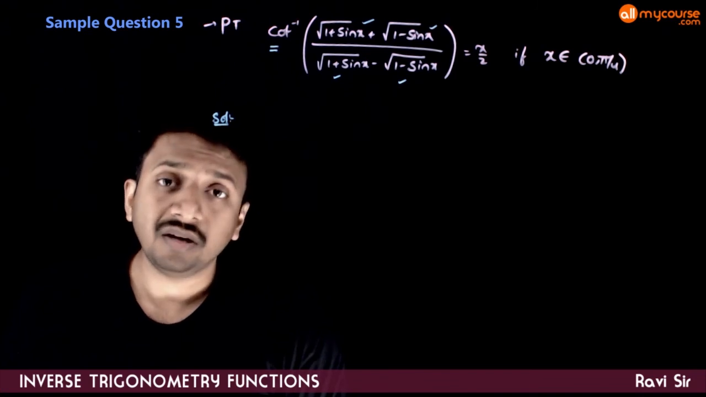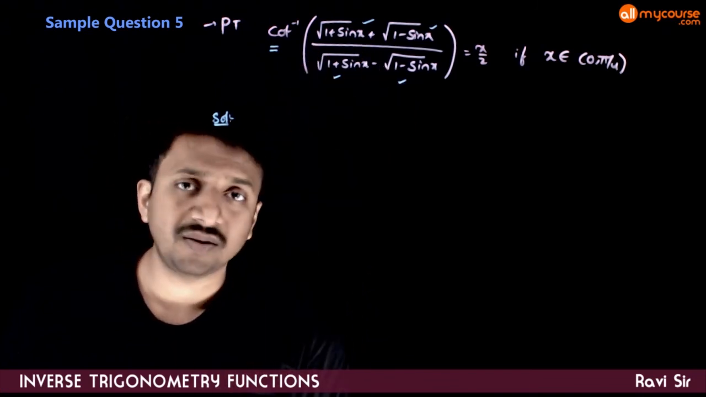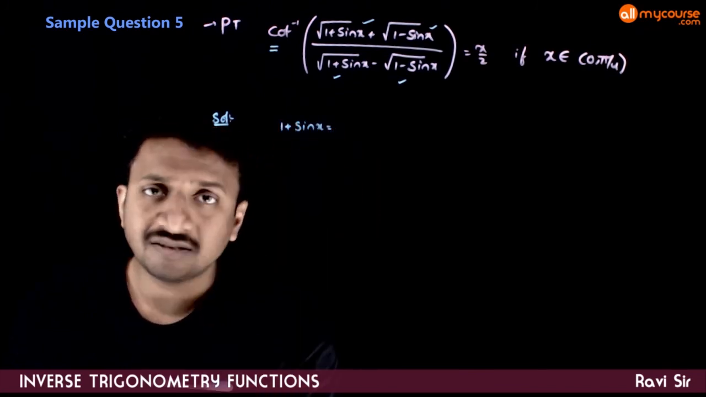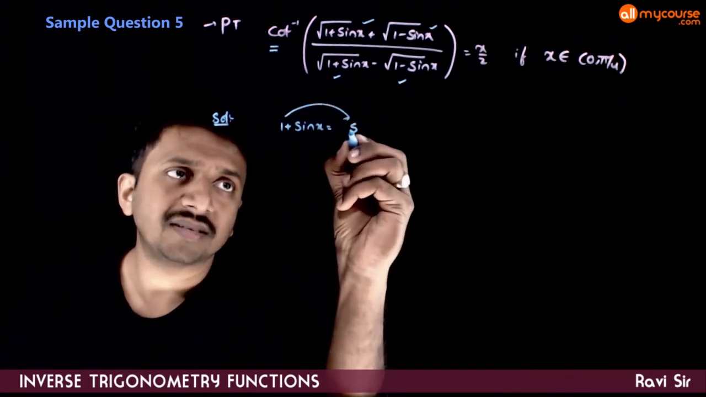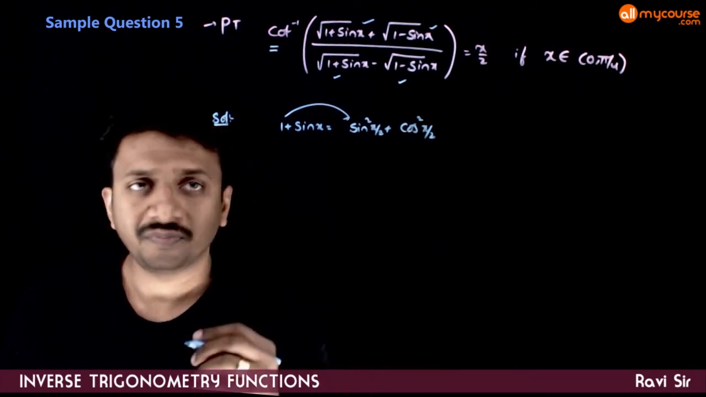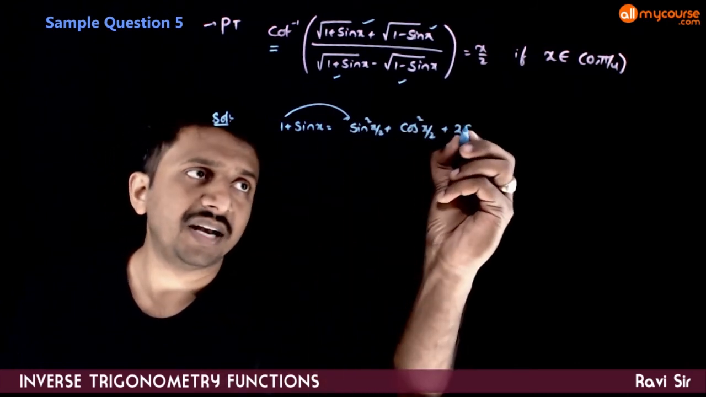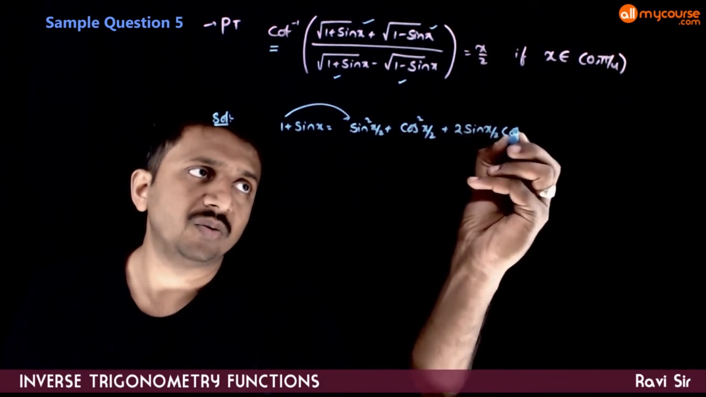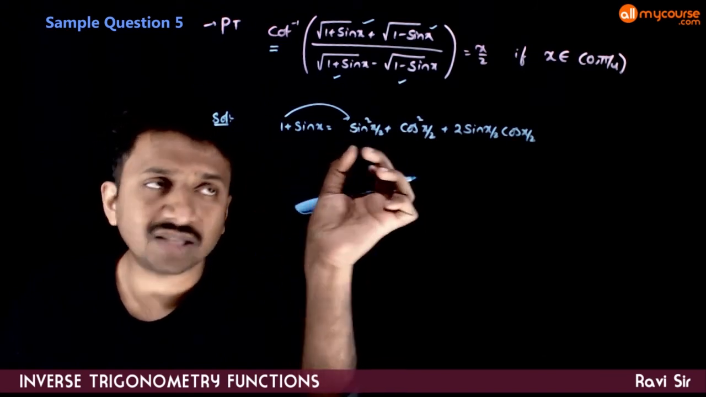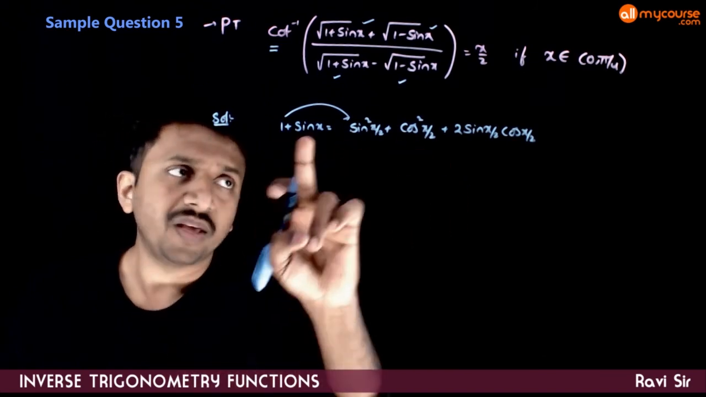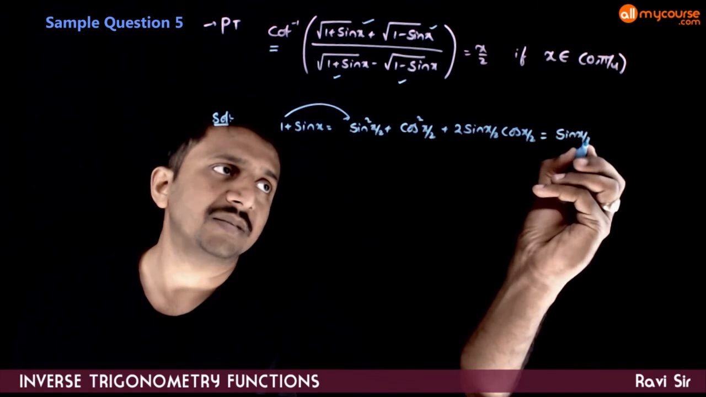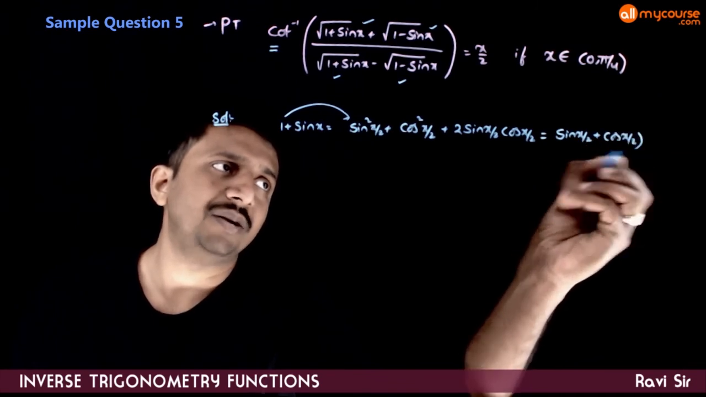So now, in this question, we'll use the simplification for 1 plus sin x and 1 minus sin x. So 1 plus sin x can be written as, this 1 can be written as sin square x by 2 plus cos square x by 2, and sin x can be written as 2 sin x by 2 cos x by 2. So 1 plus sin x is sin square x by 2 plus cos square x by 2 plus 2 sin x by 2 cos x by 2. This can be written as (sin x by 2 plus cos x by 2) whole square.